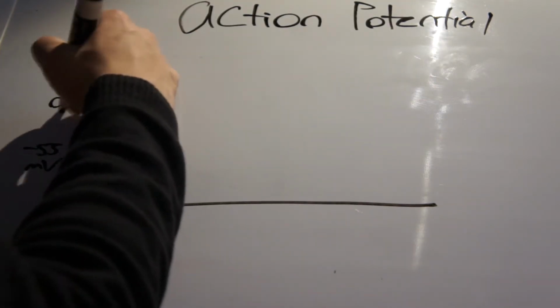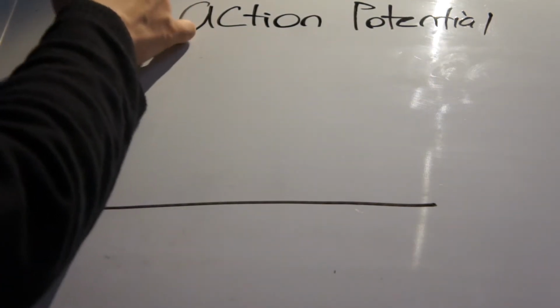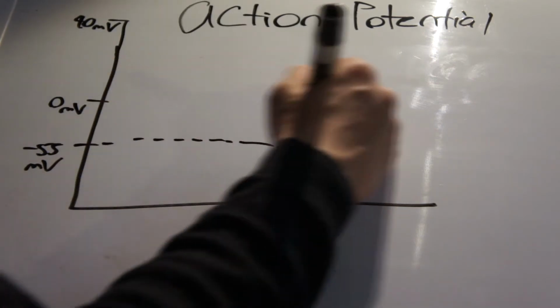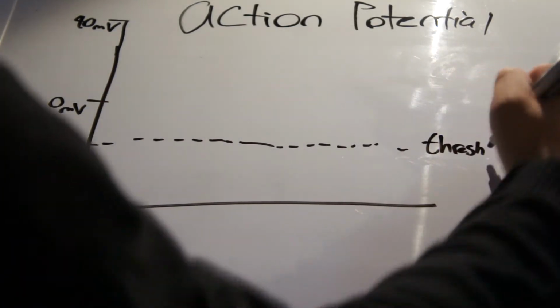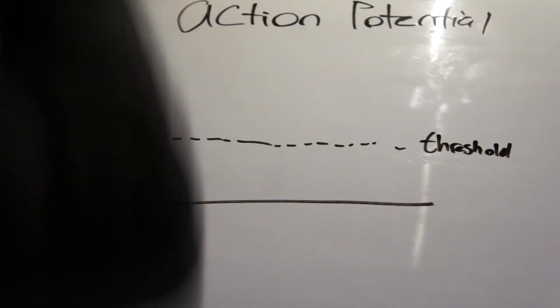Action potential. Resting potential is outlined at the bottom of the graph at negative 70 millivolts. The threshold, which is at negative 55 millivolts, outlines the all or none phenomenon, in which a response is triggered if the stimulus surpasses negative 55 millivolts.